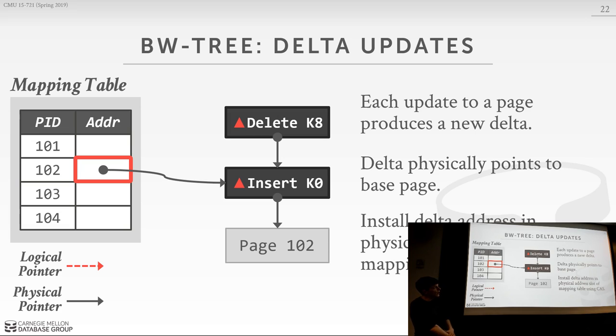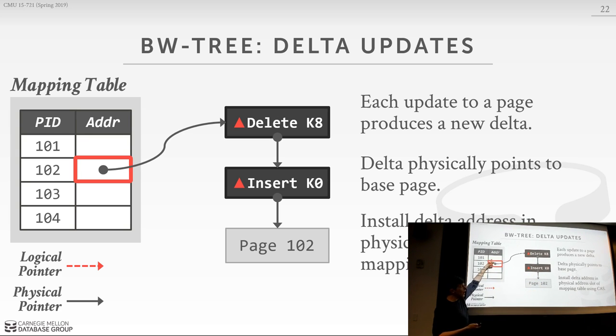So now let's say I want to do a delete on key 8 in my base page. Same thing: I follow the mapping table. It tells me that I'm pointing here, this is the current head of the delta chain. So the physical pointer for this new delta record I want to install points to this guy here, not the base page. Then same thing, I do compare and swap. If it succeeds, now my delta record has been installed. All right, is this clear?